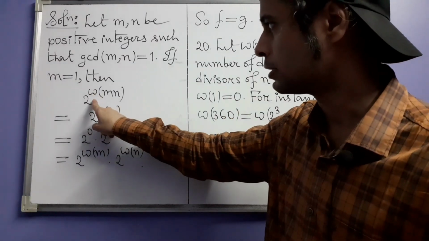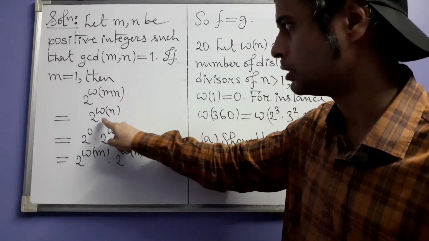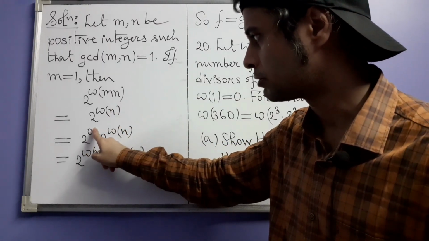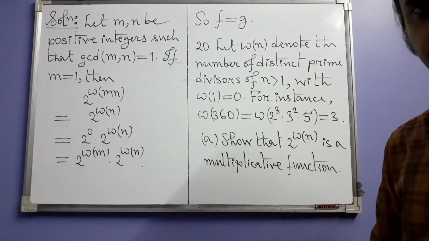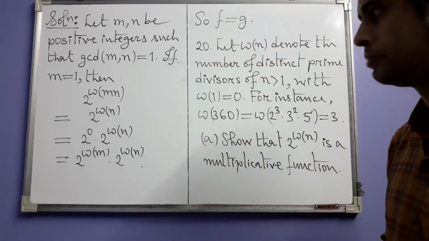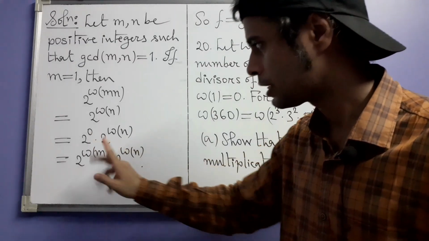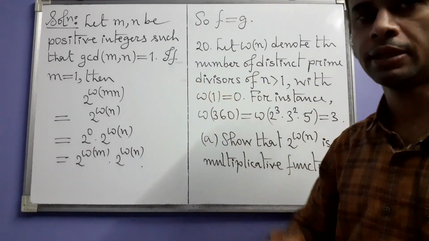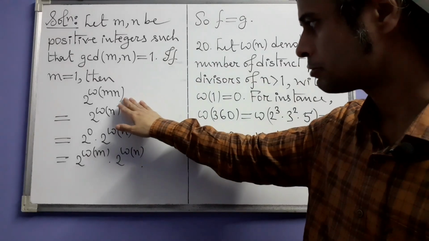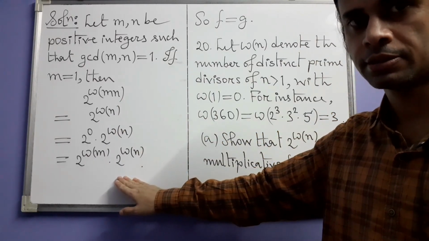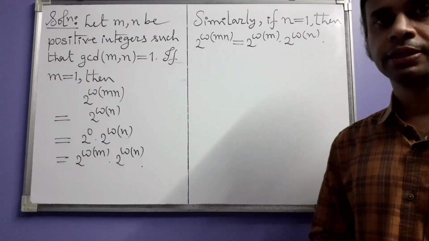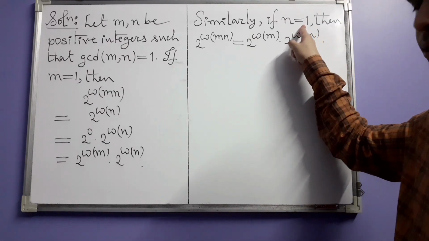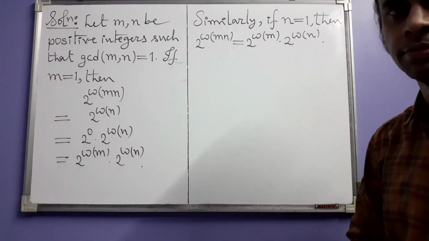M and n are both positive, but m can still be 1. So if m is 1, then this 2 to the power omega of mn is of course 2 to the power omega of n, and in place of this you can write 2 to the power 0 times 2 to the power omega of n, because 2 to the power 0 equals 1. And this 0 is actually equal to omega of m because of this, and because of the fact that m is 1. So we see that whatever we want, we are getting in this case. Similarly, there is another easy case, namely the case where n is 1. In that case also, this fact is true.